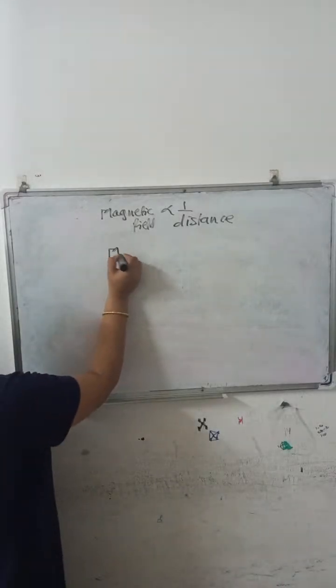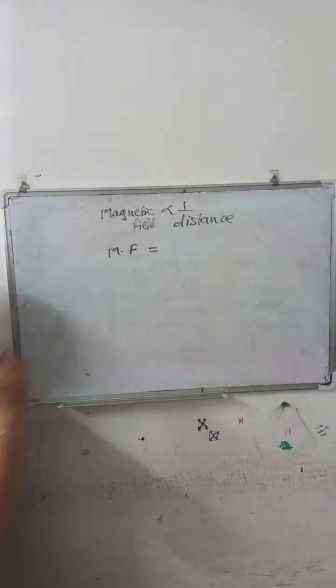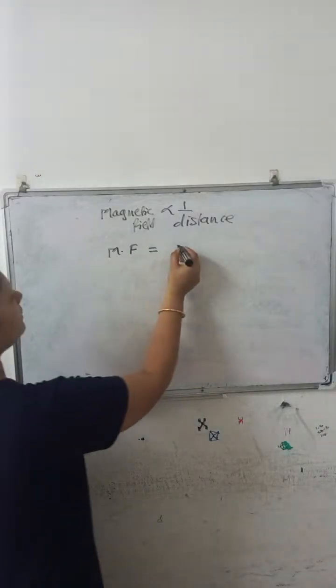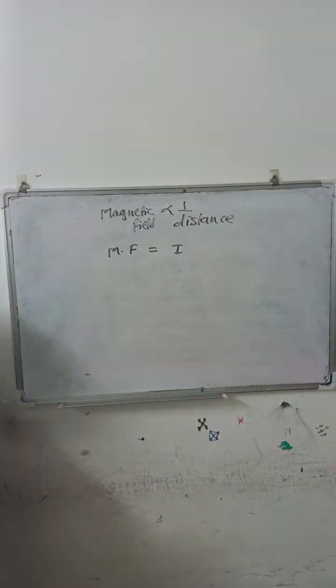There is an inverse proportion between field and distance. If distance is more, magnetic field is less. If distance is less, then magnetic field is more. This is one. Whatever the current passing through the conductor, according to that the magnetic field is generated. More current means more magnetic field, and less current means less magnetic field.